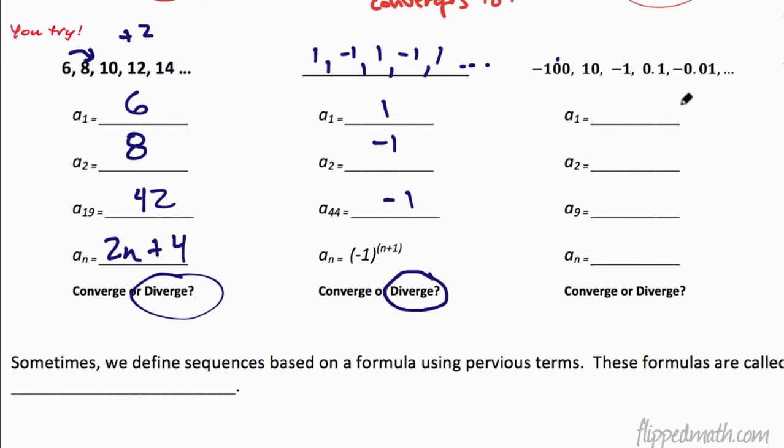So we're dividing by 10 every time. So I think of that as 1 over 10 to the n. When n is 1, we multiply by 1/10. If n is 2, we multiply by 100th, sorry. If n is 3, we multiply by 1,000th. So it gets smaller and smaller and smaller.